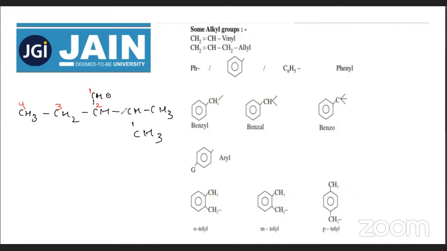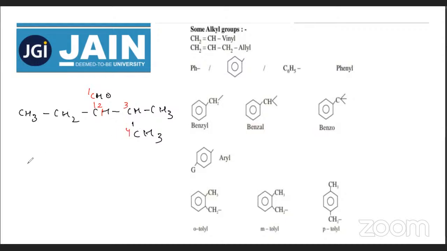So the longest chain possible is a 4 chain, right? If I'm trying to neglect this, and give priority only to the longest chain, then what I can do is start numbering from this side: 1, 2, 3. Still there is no change. I can't get anything more than number 2. So I'll go in this order: 1, 2, 3, 4.